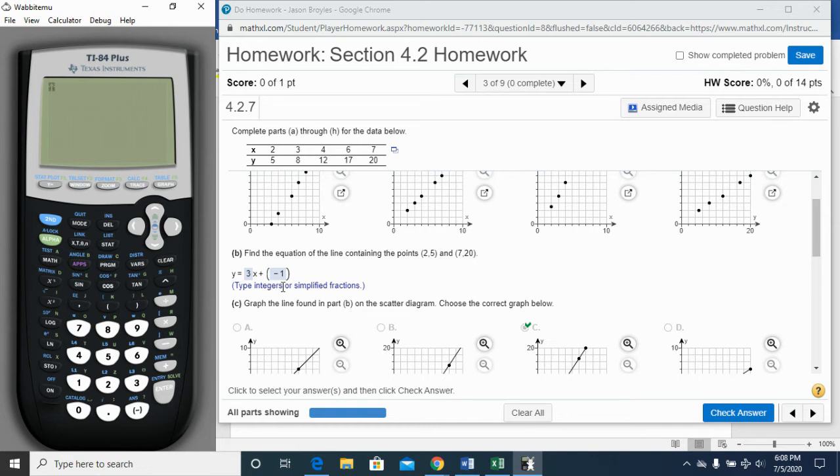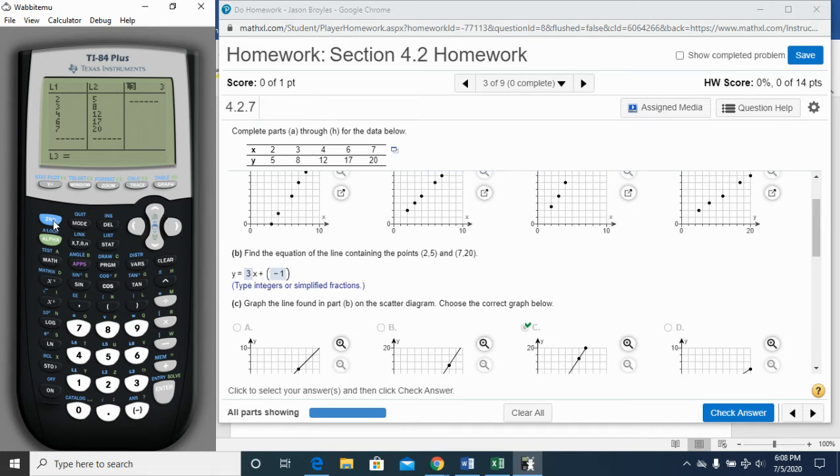Now, there's only 5 pairs of numbers here, so I could do them each individually and calculate them all, but it's easier to get the calculator to do it for me. So here's what I'm going to do on the calculator. So stat into my list. I already have list 1 and list 2 entered in. So in list 3, I'm going to do a formula. I'm going to do observed minus predicted.